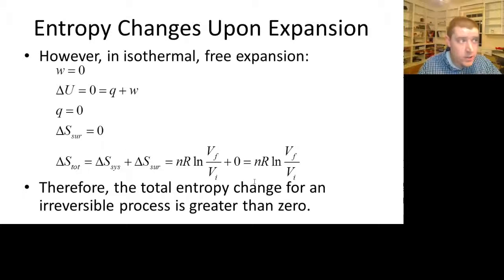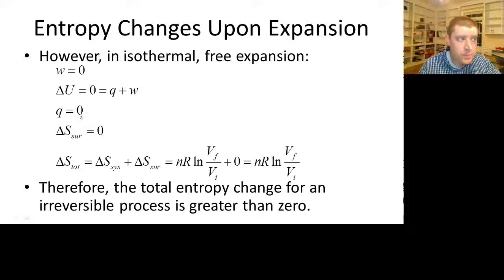But for isothermal free expansion, the work done is 0, and the internal energy change, delta U, is equal to 0. We also know that delta U is equal to Q plus W. So if the internal energy change must be 0 because it's isothermal, the energy of our system doesn't change. And if the work done is 0, because it's free expansion and not being opposed, that means the heat absorbed or released by the system must be 0.